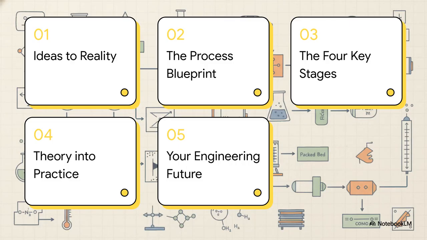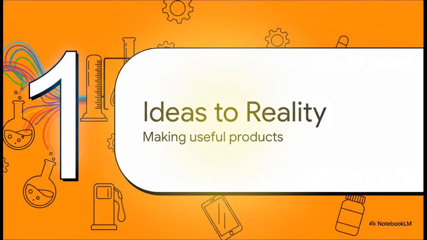So, here's what we're going to cover. We'll start with the big picture. What do chemical engineers actually do? Then we're going to zoom right in on the blueprint for all their work. That's process design. We'll break down the four key stages, see how you're going to put it all into practice yourself, and finally, we'll connect all the dots to show you why this is so critical for your future career. Okay, let's dive right in.